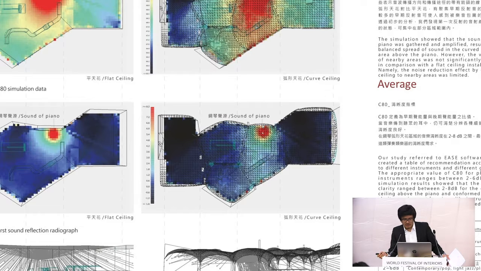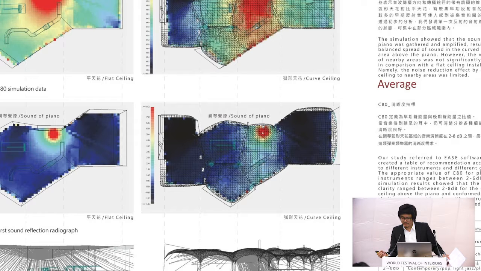Luckily, we had the chance to do an acoustic simulation. Left-hand side is the effect of the flat ceiling. Right-hand side is about the dome ceilings. So we can see the sound will be more even, clearer, and more like a gallery. The red part is the piano place.